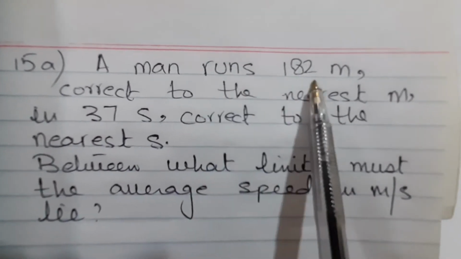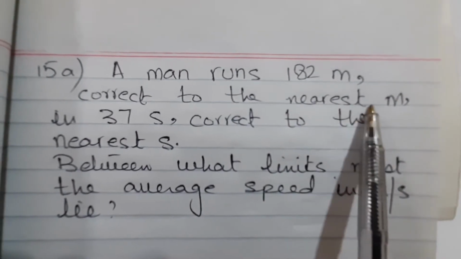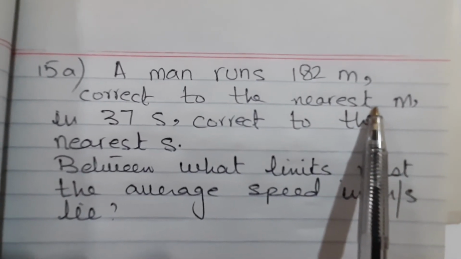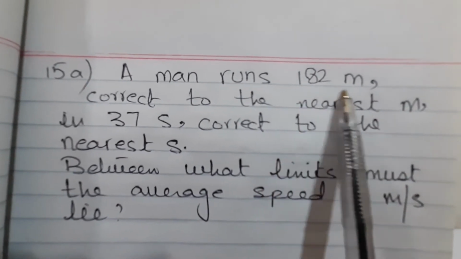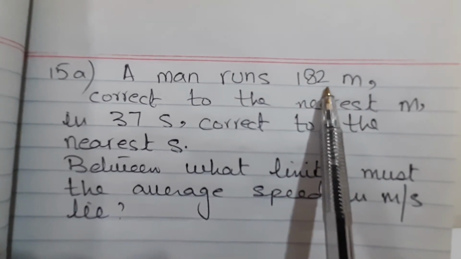A man runs 182 meter, correct to the nearest meter. So again, 1 unit he is talking about. Nearest meter means 1 unit. So 1 divided by 2 is 0.5. So to find the upper and lower limit, you will add and subtract 0.5 in it.